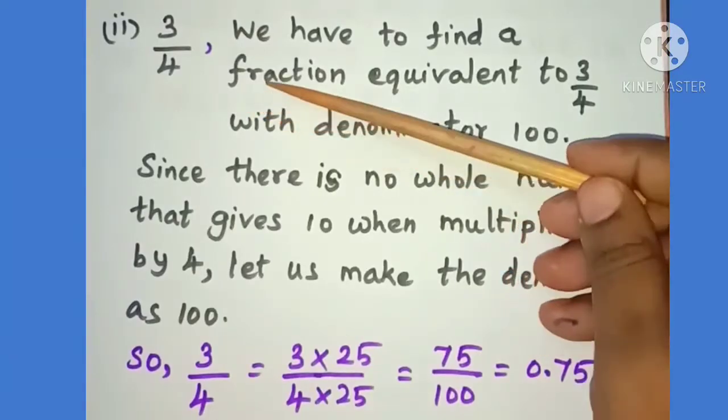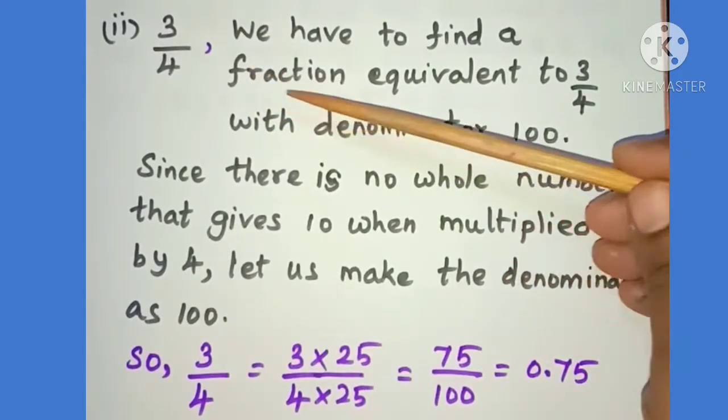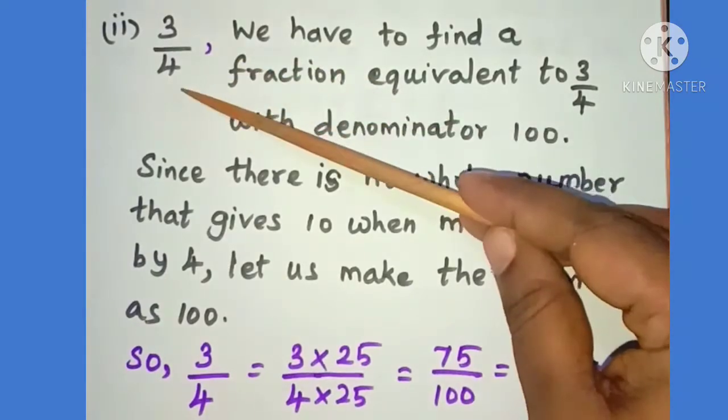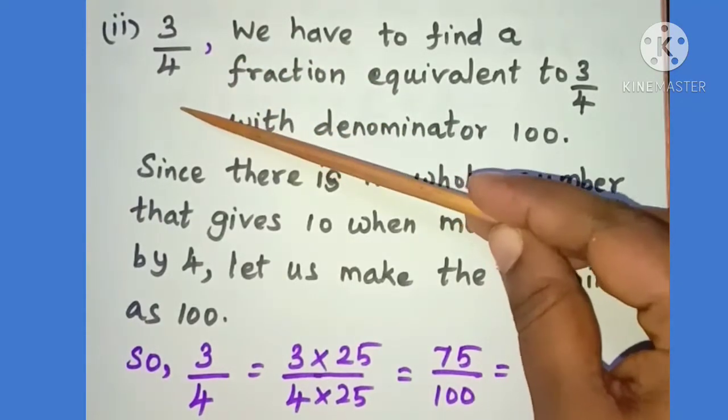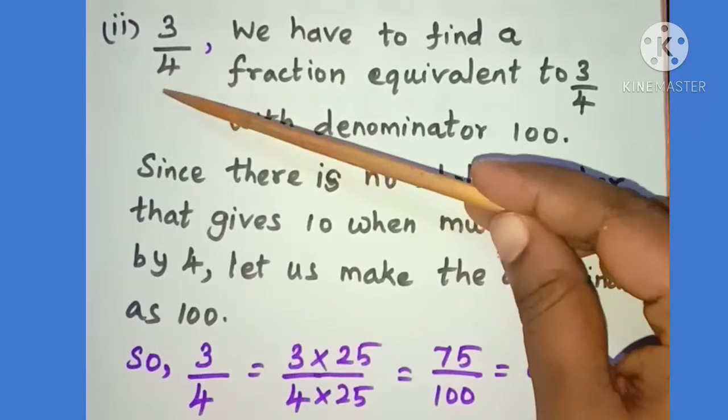3 by 4 is the given fraction. Now there is no chance to get 10 in the denominator when we multiply a one digit number with 4.